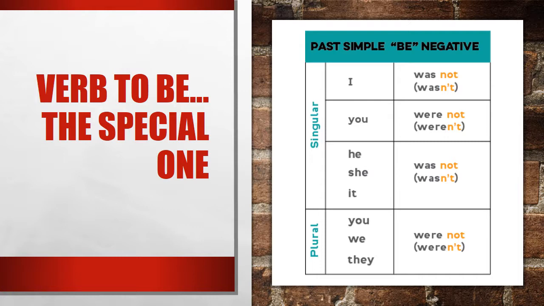So that results in something like this. If you want to say yo no estaba en la fiesta, you would say I was not at the party or I wasn't at the party. If you want to say yo no era feliz, you would say I wasn't happy or I was not happy, and so on and so forth.